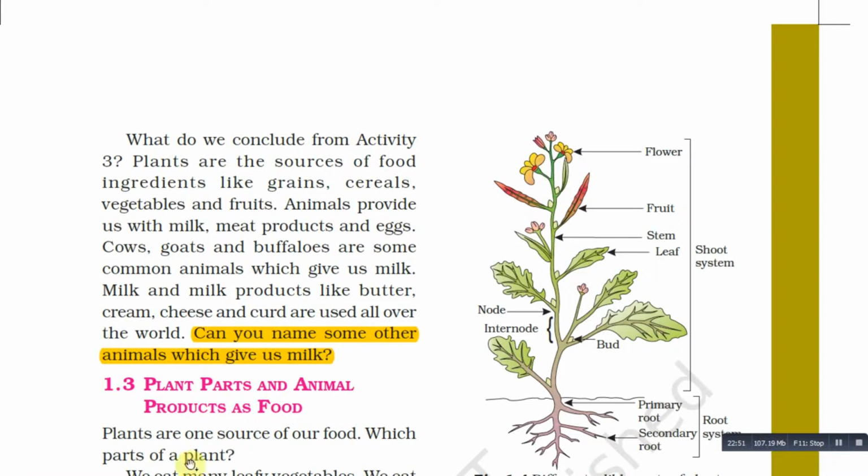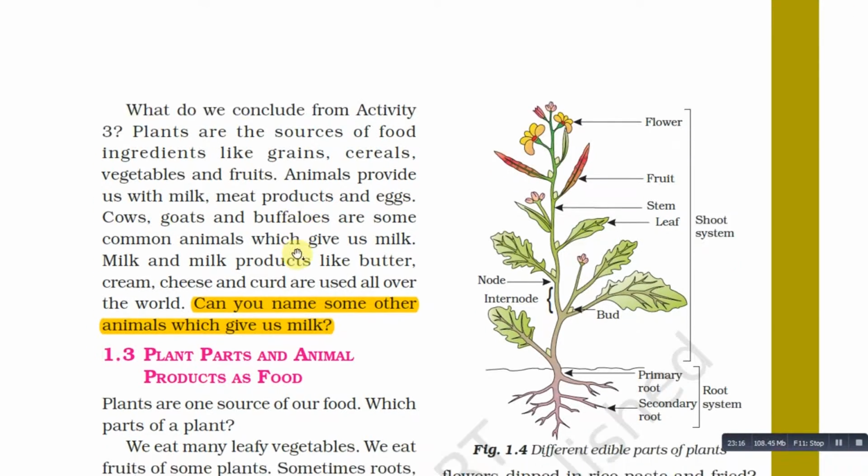Okay, so we'll come back here again. Can you name some other animals which give us milk here? Say cow is giving us milk, a buffalo is giving us milk, then goat is giving us milk. What are the other animals that are giving us milk? You have to think and write in the comment box the answer. If you don't know the answer, you can ask doubts also.